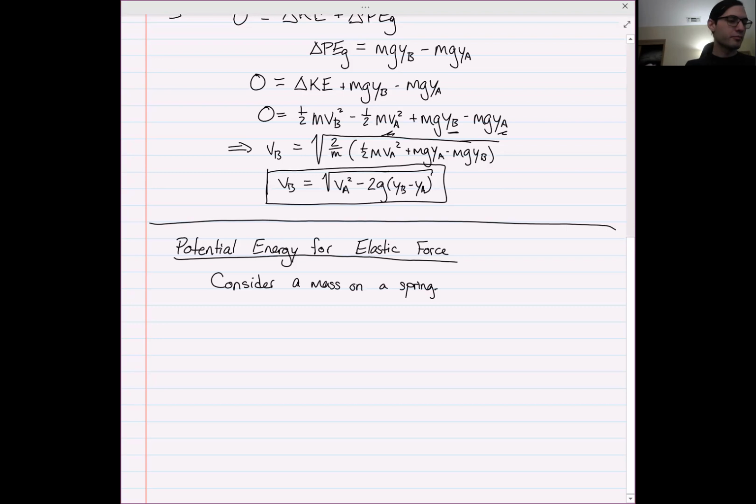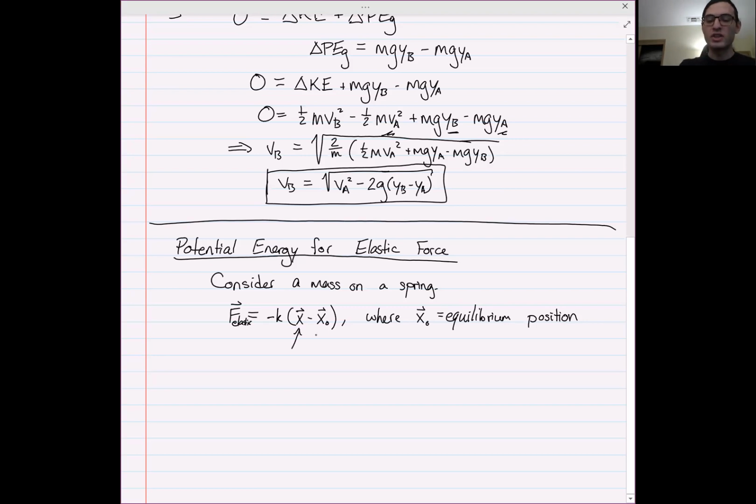Mass on a spring. In this case, we know the formula for the elastic force. It is negative k times x minus x naught. It doesn't matter what you call the variable. Here we have to assume that x naught is the equilibrium position. There's no gravity in this; we're not considering gravity at all here. So this is the general formula for the elastic force.